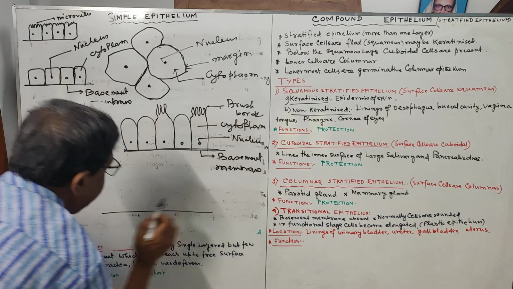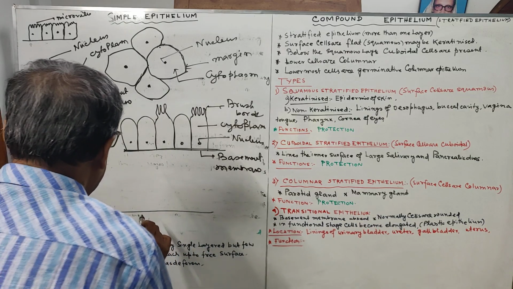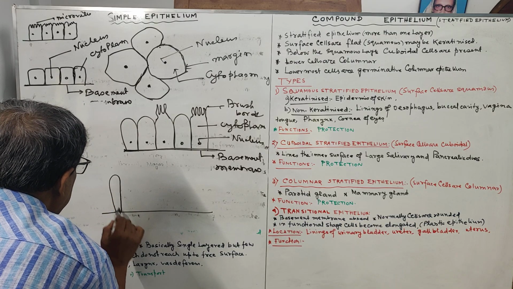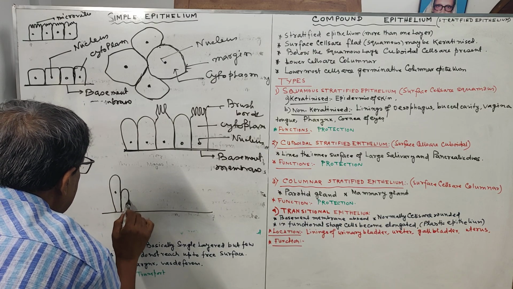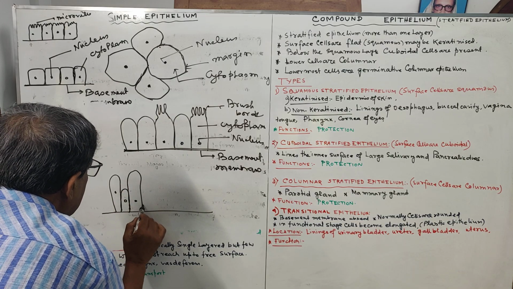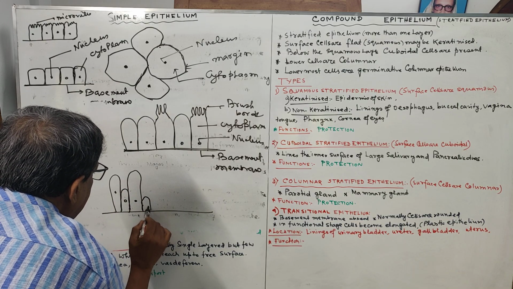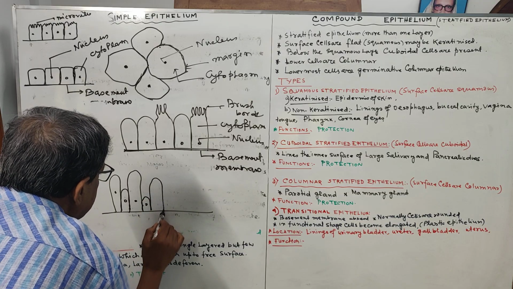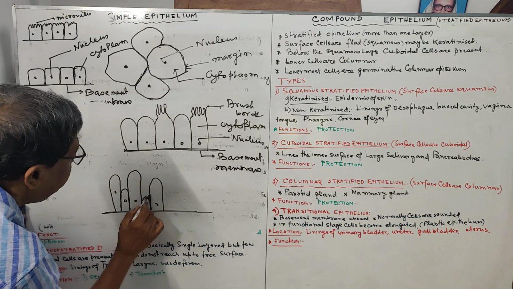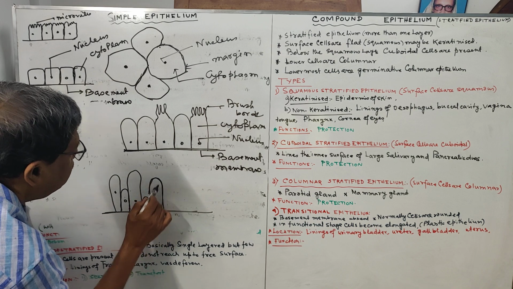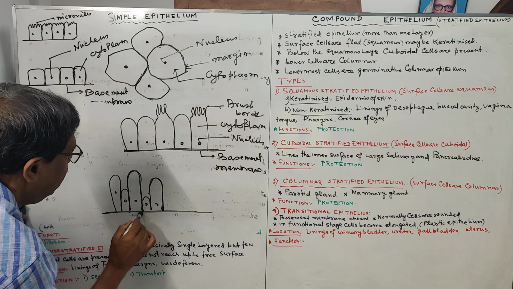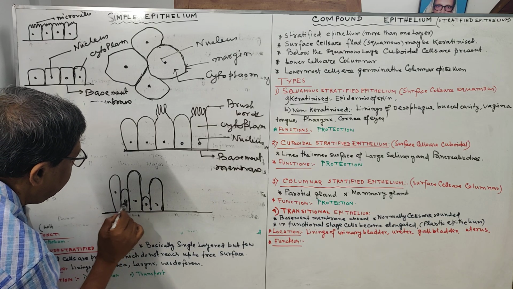This is the basement membrane. Next, cells. These are little cells. This is the middle type of cell. This is the highest peak of the cell. Next, the basal cells are little.